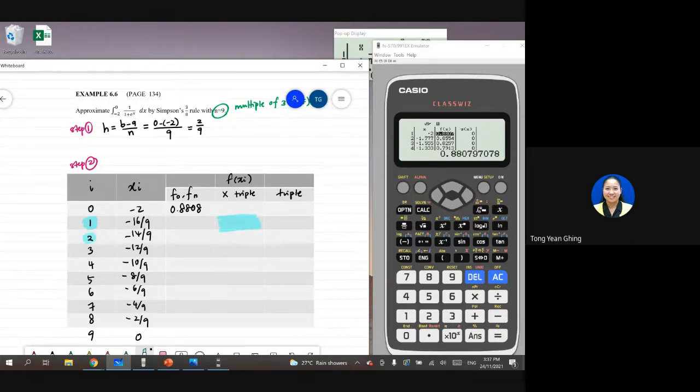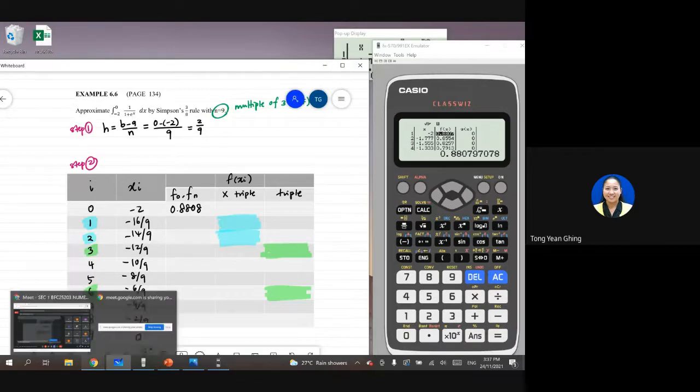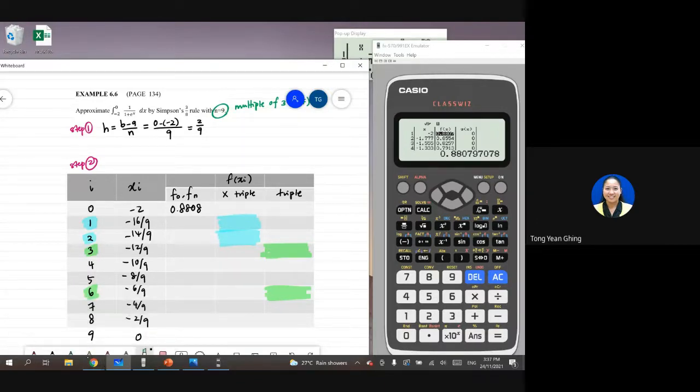And 2, is it a multiple of 3? No, so I will also put it in this column. When there is a 3 here, I will put it in this column. 6 also goes in this column. And 9 is the last one, so I won't put it here, but I will put it in Fn. Now just copy and put it in the table.